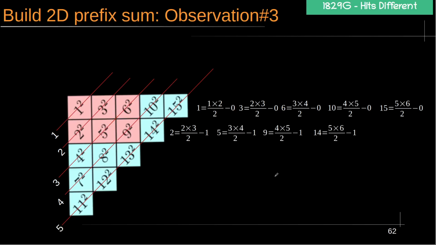Same for 9 and same for 14. Let's see now 4. How to compute 4? If you understand the process now, 4 is at column number 3. So we have 3 times 4 over 2, which is 6, but don't forget 6 is at the first row. So we computed the number at the last row.